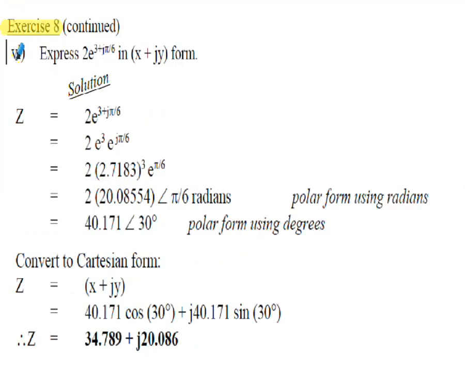Exercise 8 continued, part 6 solution. We're given a complex number in terms of exponential form and we've got to convert it into Cartesian form. Again we make use of the first law of indices here to help simplify the problem. Answer shown in Cartesian form here.